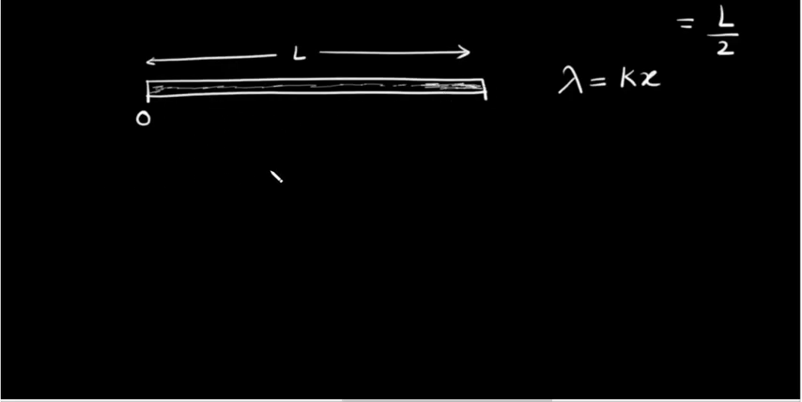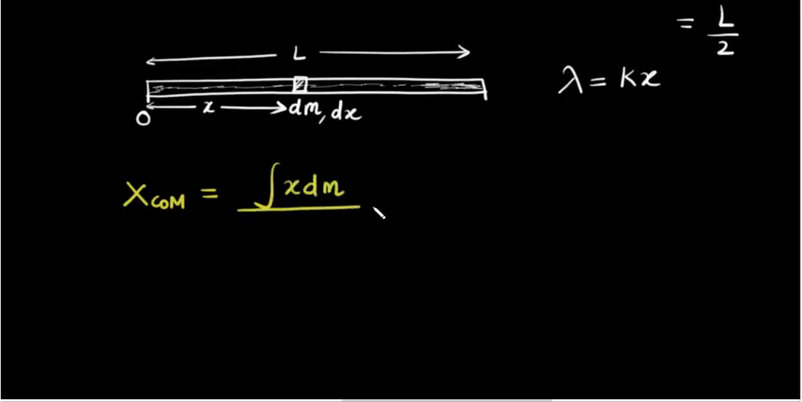Now how will you find out the center of mass? So basically again the same thing. Let's take a small element over here. Let's say this is having mass dm, and the length of this will be dx, right? And let's say this is at a distance x from the origin, right? Okay. So now how will you find out the XCOM, that is the x coordinate of the center of mass? It will be integral of x dm divided by integral of dm, which is basically the formula that we use to find out center of mass.